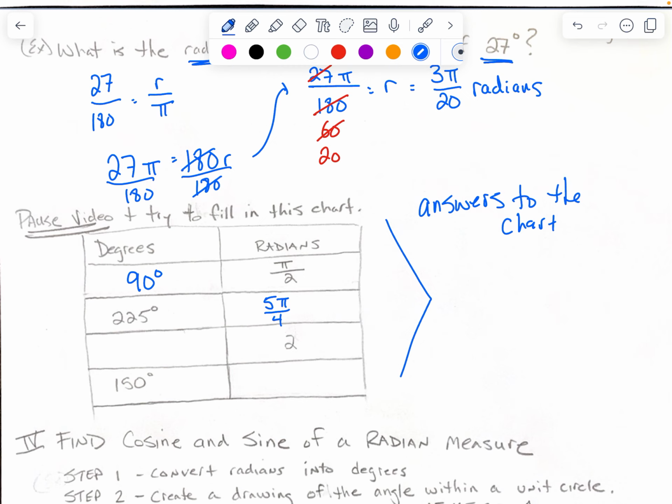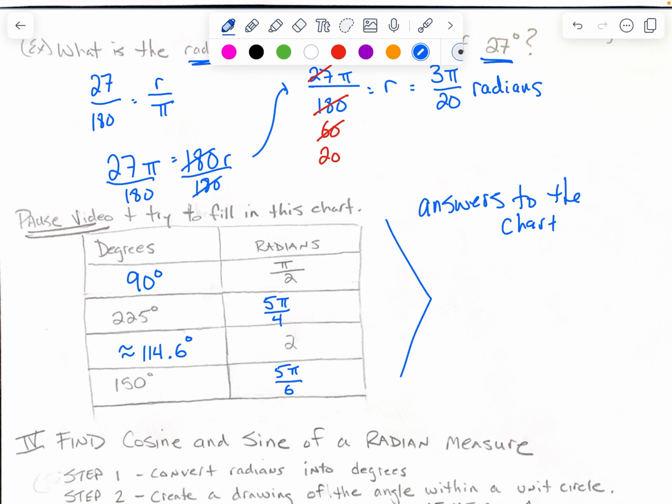The degree for 2 radians, notice there's no pi symbol right here, so I'm probably going to have something a little bit out of the ordinary. This one rounds to approximately 114.6 degrees. And 150 degrees is the same as 5 pi over 6.